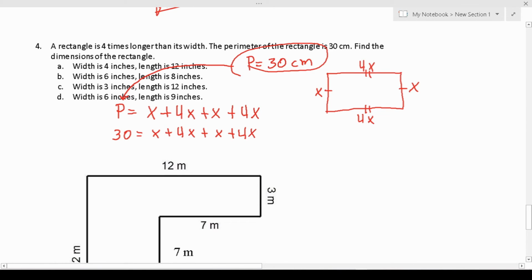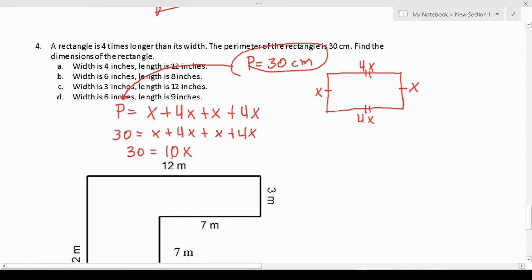Let's combine like terms. In this case, they're all like terms. So this is going to be x plus 4x, which is going to be 5x, plus x is going to be 6x, plus 4x is going to be 10x. Okay? Again, x plus 4x is 5x, plus x is 6x, plus 4x is 10x.